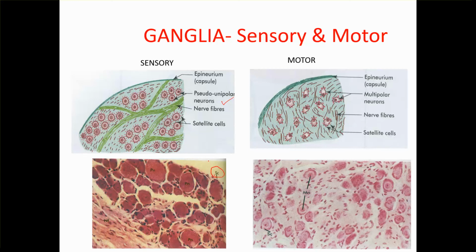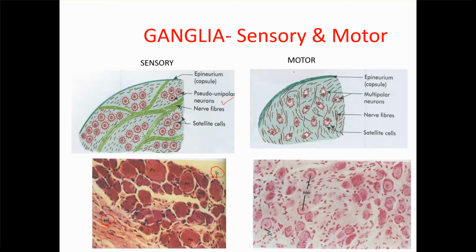So in the peripheral nervous system we have two neuroglial cells. One is satellite cells, the other one is Schwann cells. The satellite cells help in insulation around the ganglia. So the satellite cells are present here. Fine, and here is a nerve fiber which is noticed, and the neurons are more rounded in shape.